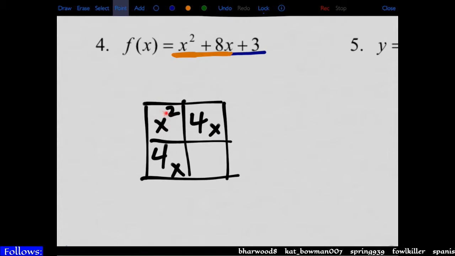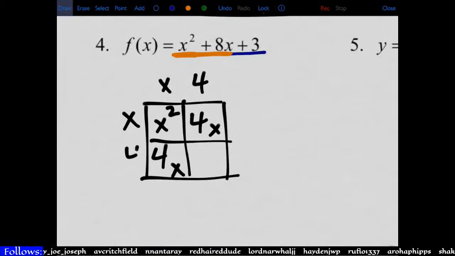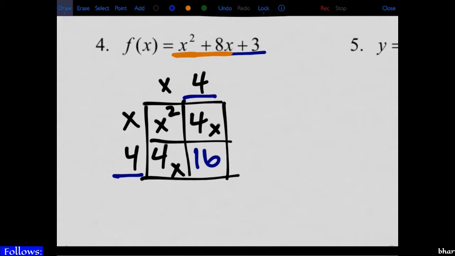So if this is x squared, we know that we need to get x times x to make x squared. So this has got to be x. Once we have those, we know this has got to be 4. This has got to be 4 to make our 4x and 4x. All right, which means because we have a 4 here and a 4 here, my square that I found has 16 units in it, 4 times 4 in that bottom right corner.